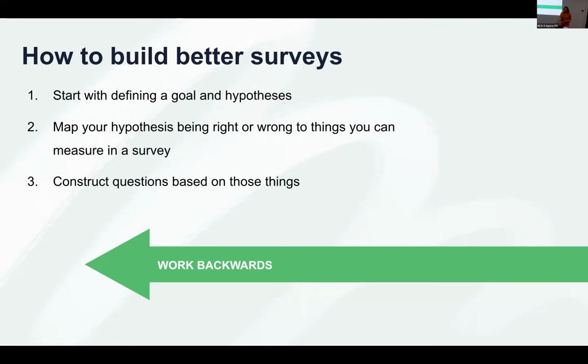And I think a hack that really helped me here was to imagine you already got the answers. What if they are this or that? You can go in different directions. What if they're very good? What if they're very bad? How do you act? If you understand that no matter what results you get, you don't know how to act, maybe change the way you're doing that survey.